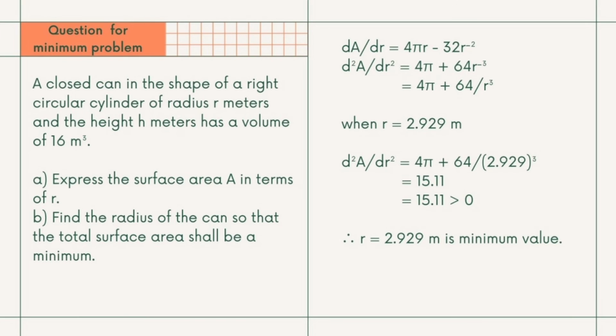In order to know if it's minimum or maximum, do the second derivative test, which is to differentiate the first derivative. It will be the second derivative of A with respect to r equals 4 pi plus 64 over r cubed. Insert the value of r and the answer will be 15.11, which means it is greater than 0. If the second derivative is more than 0, then it is a minimum value. So the final answer will be r, which is 2.929 meter, is a minimum value.